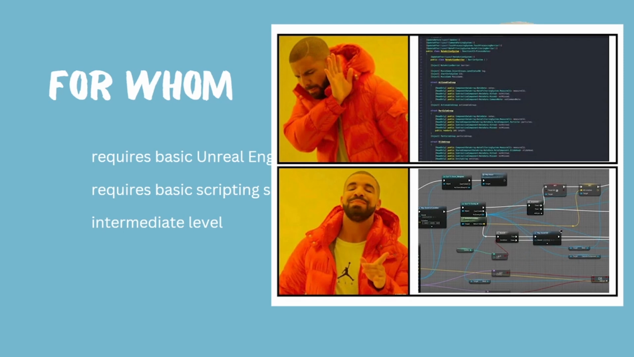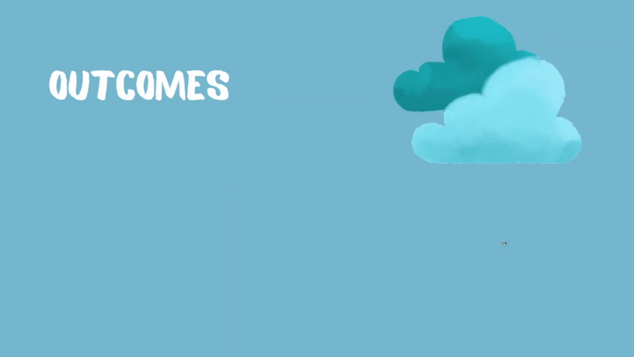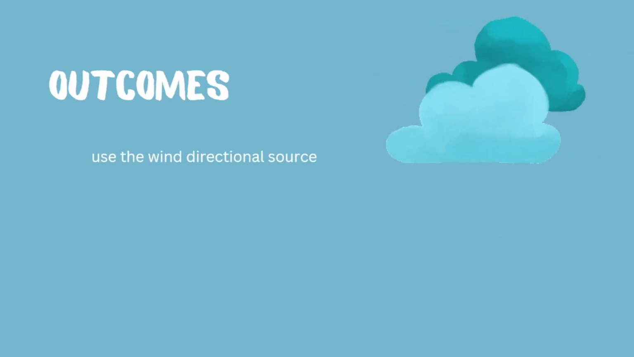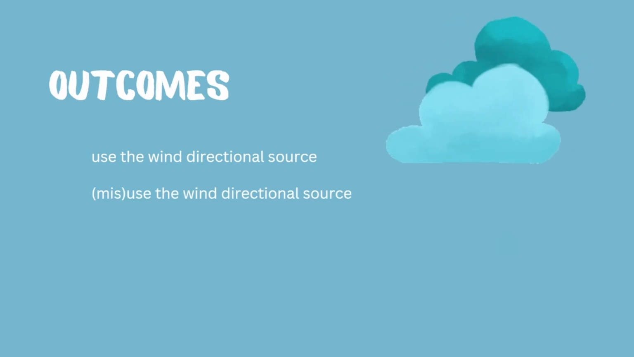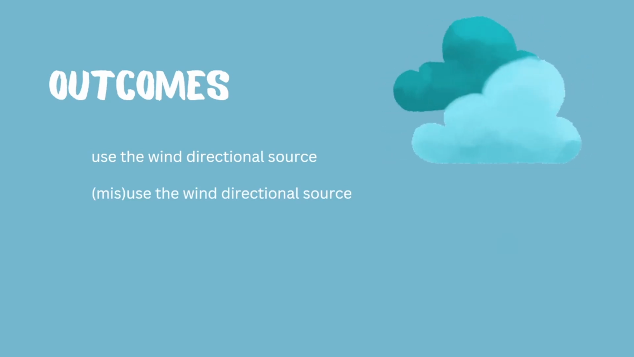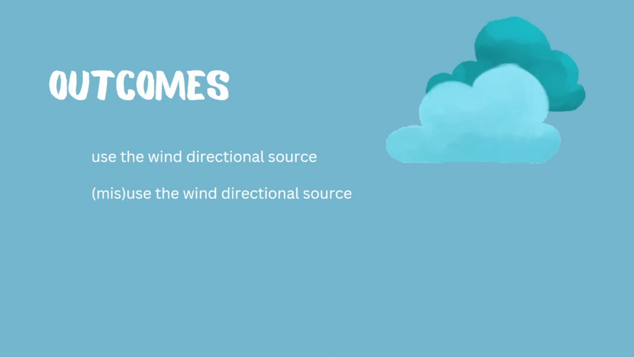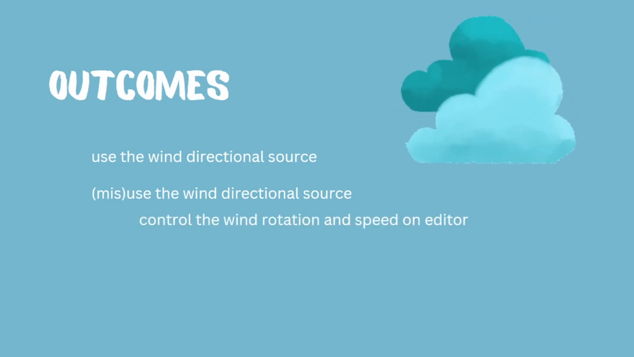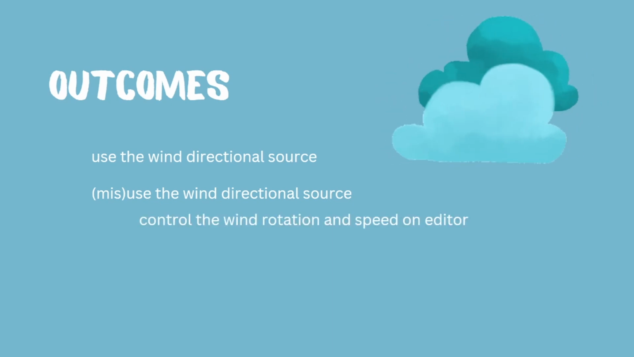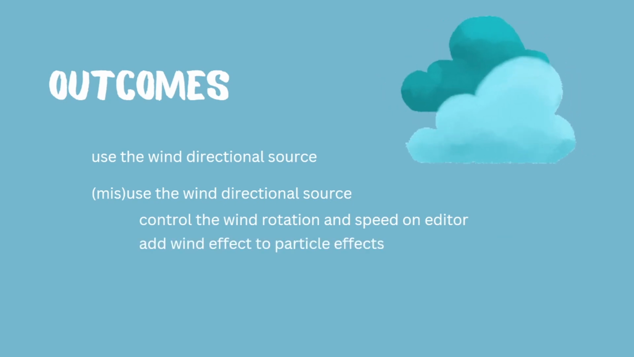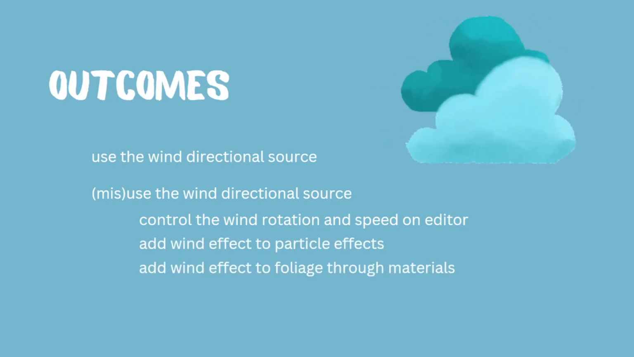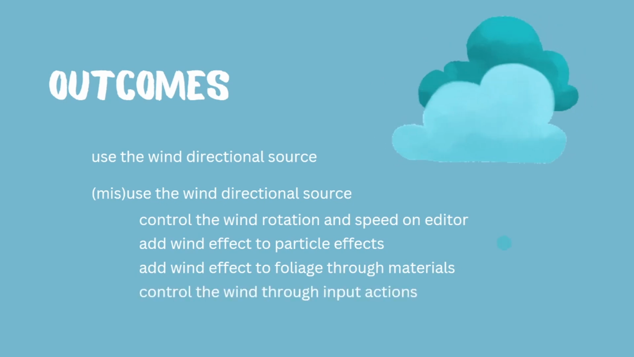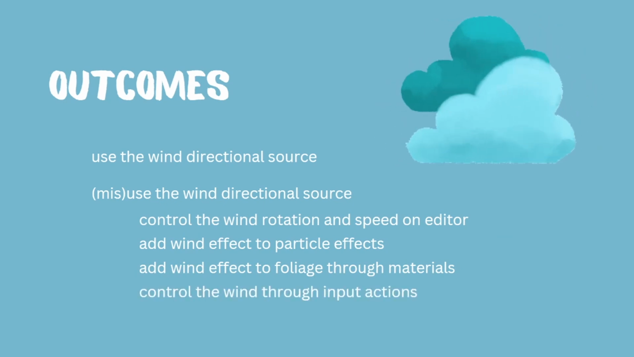basic Unreal Engine blueprint knowledge. After finishing this tutorial, you will be able to use the wind directional source, and you will be able to use it in different ways than intended, maybe. So, misuse the wind directional source. You will be able to control wind rotation and speed in the editor, add wind effect to particle effects, add wind effect to foliage through materials, and you will also be able to control the wind through input actions.